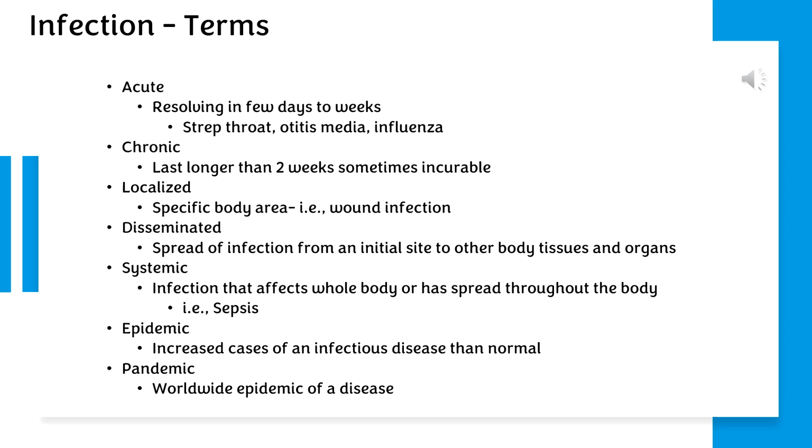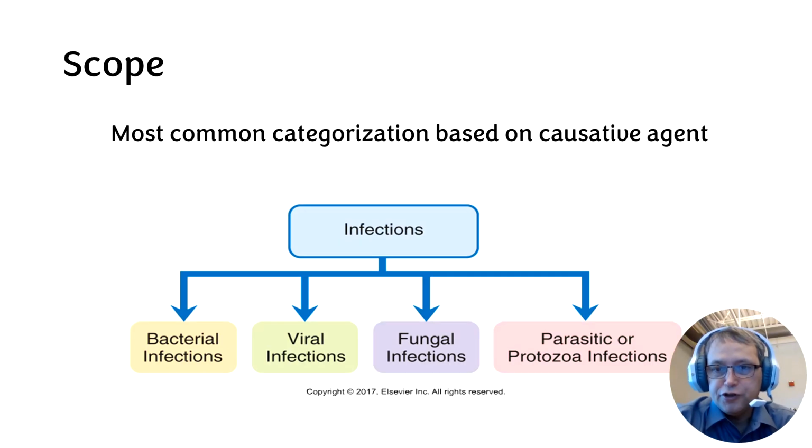Finally, remember the difference between an epidemic, which is a spike in cases, and a pandemic, which is global. Infections are often categorized by the causative agent: bacteria, viral, fungi, or parasites. This helps guide both the diagnostics and the treatment.